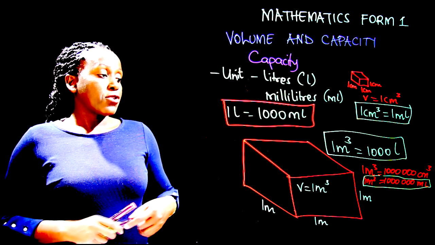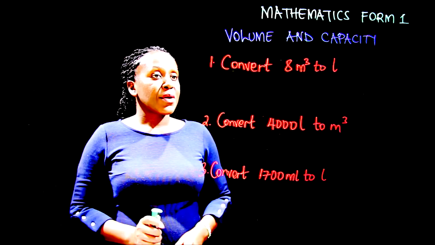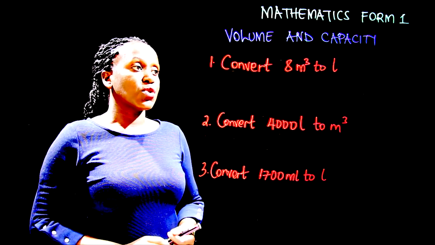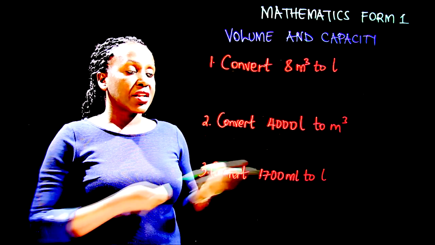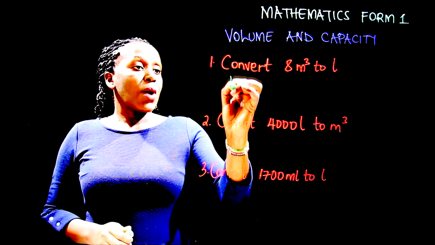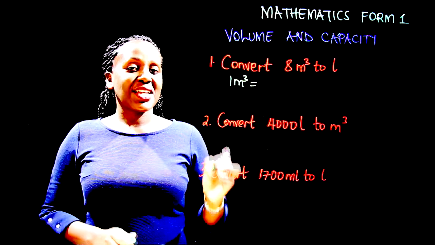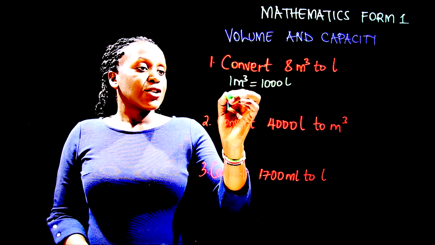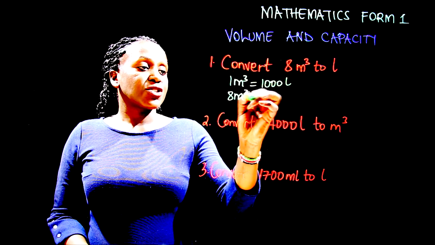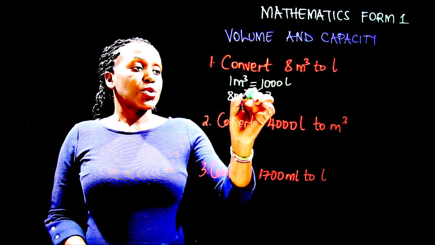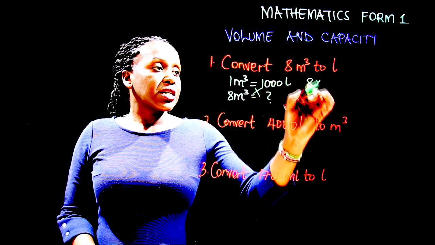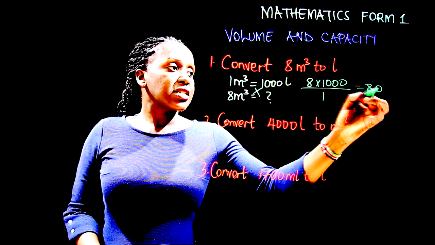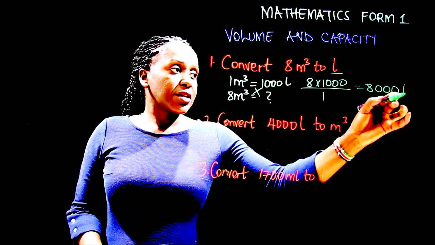So now we are going to do a few questions on conversion. So now we are going to work out these 3 questions. We are going to convert 8 meters cubed to liters. So you need to first write the relationship between the two. So 1 meter cubed is equal to how many liters? Can you remember? It's equal to 1,000 liters. So what about 8 meters cubed? How many liters? So we cross multiply 8 times 1,000 divided by 1, which is equal to 8,000 liters.